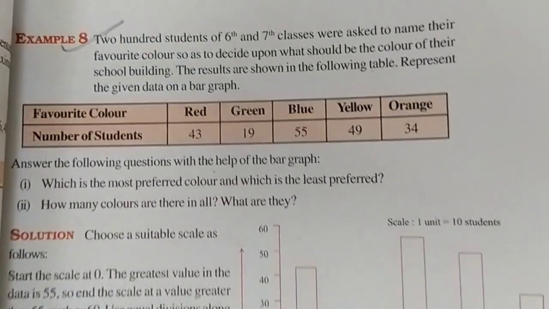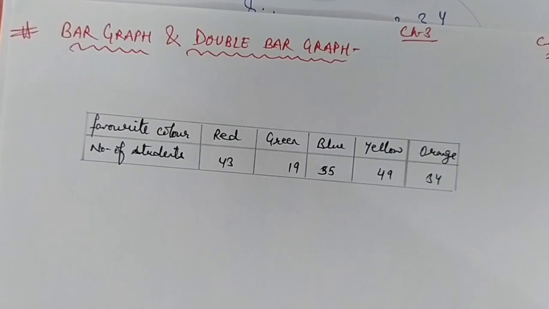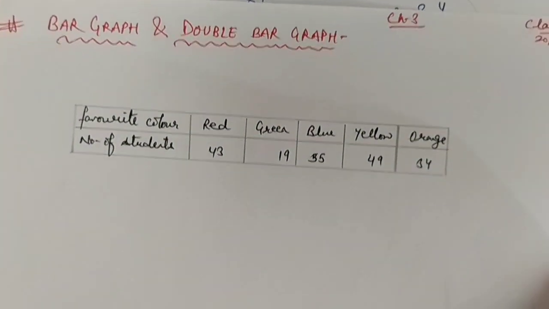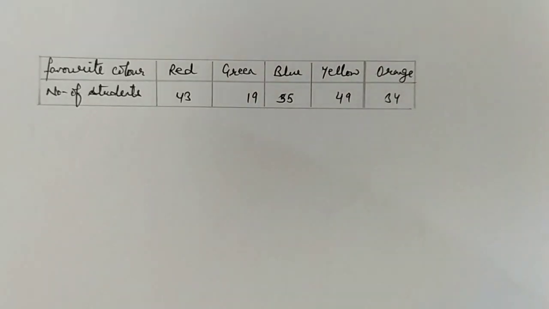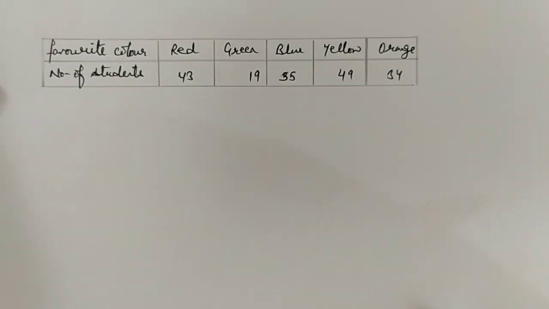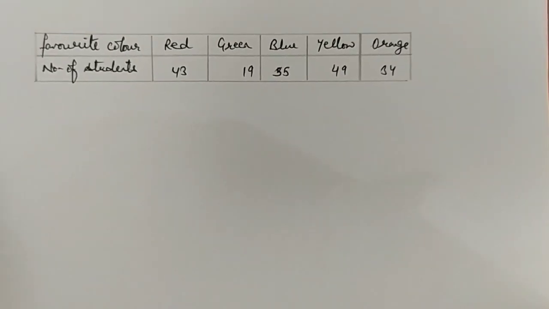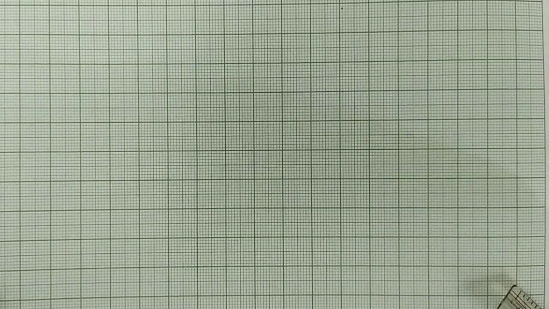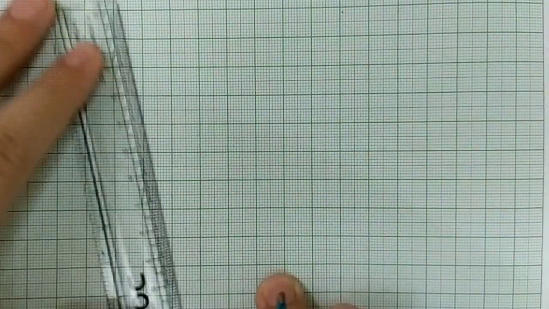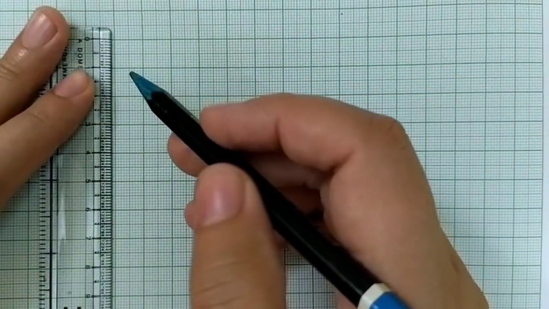So I am taking this example only, and this is the favorite color and the number of students. To draw the bar graph, first I have to make the two axes of the graph. I will draw it on the sheet and also on the graph. First we draw on the graph paper. So I will draw the two axes.